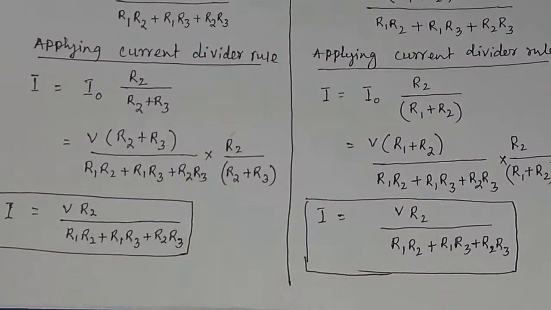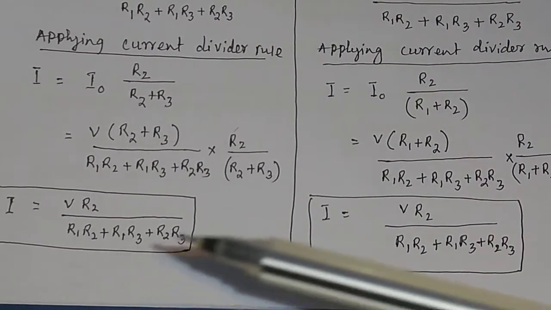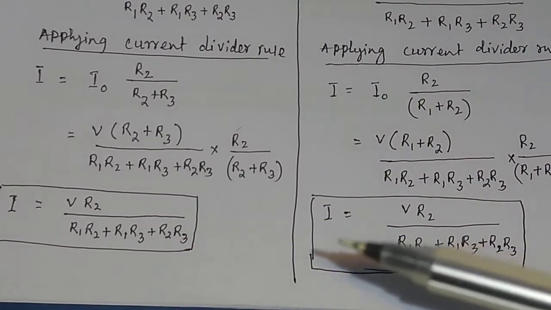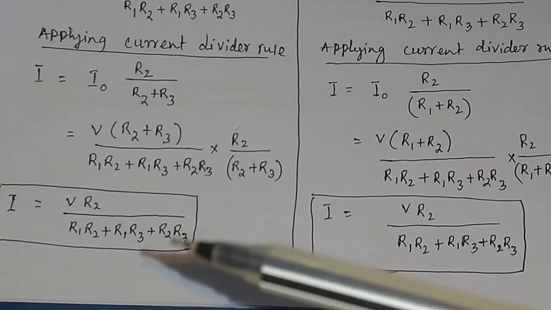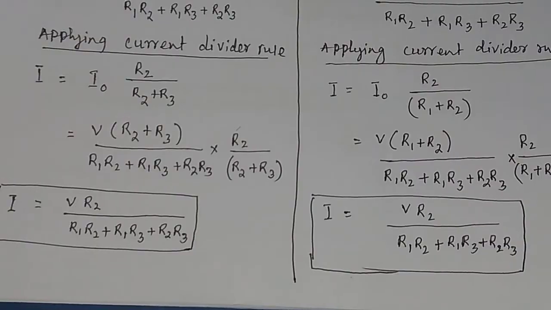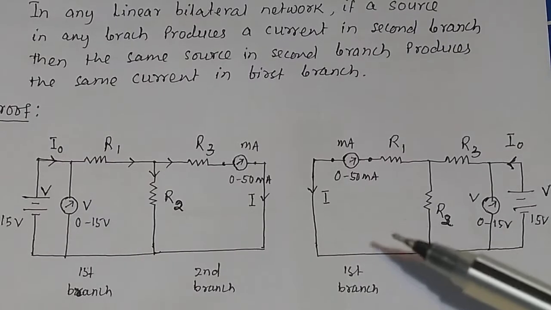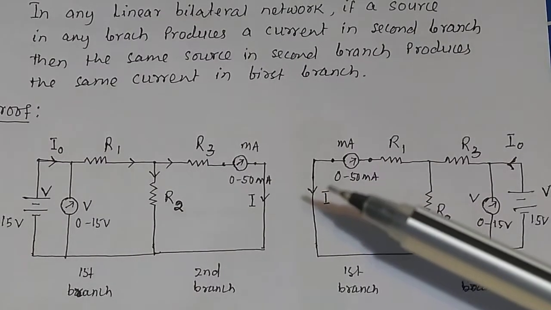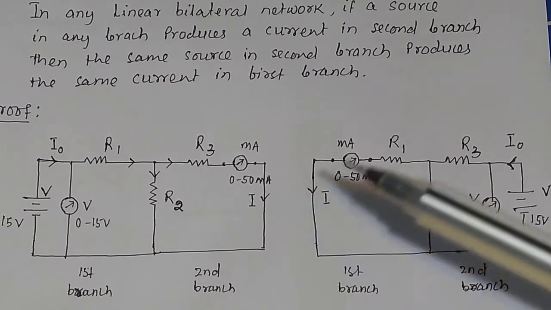You see in both cases, here and here, the current values are the same. The magnitude of current here is the same as the magnitude of current here. So this proves your reciprocity theorem, which is a very simple theorem.